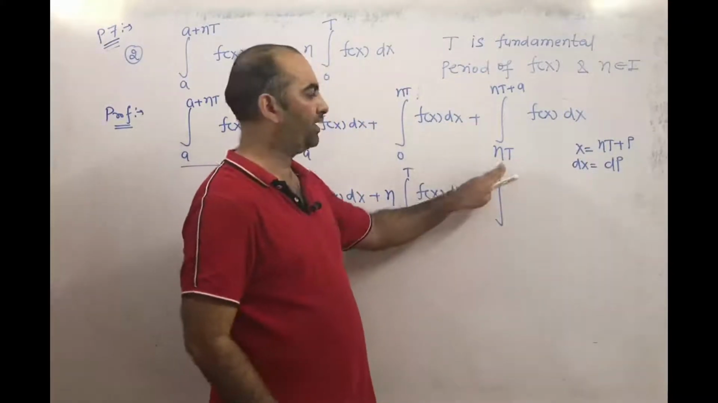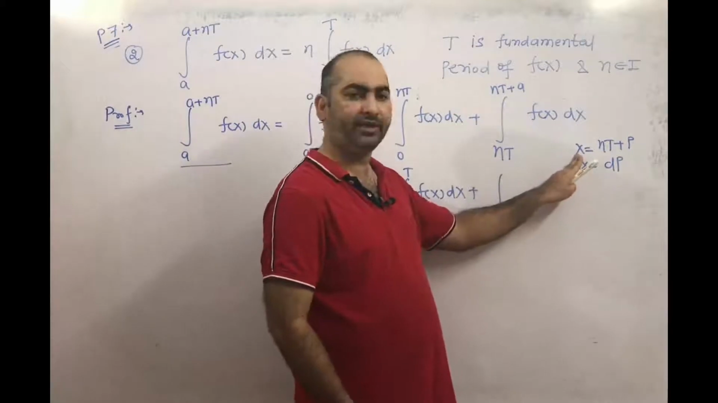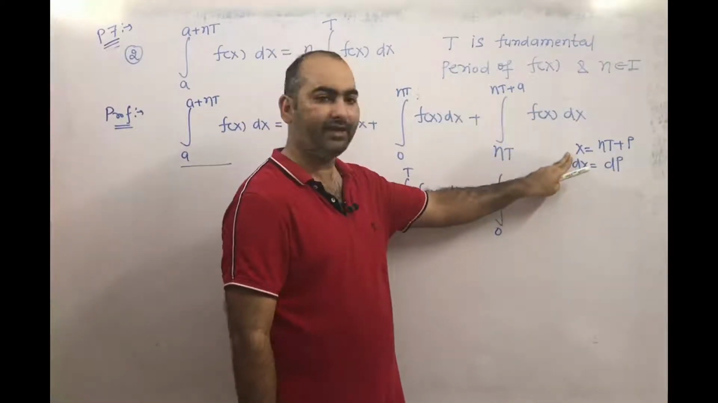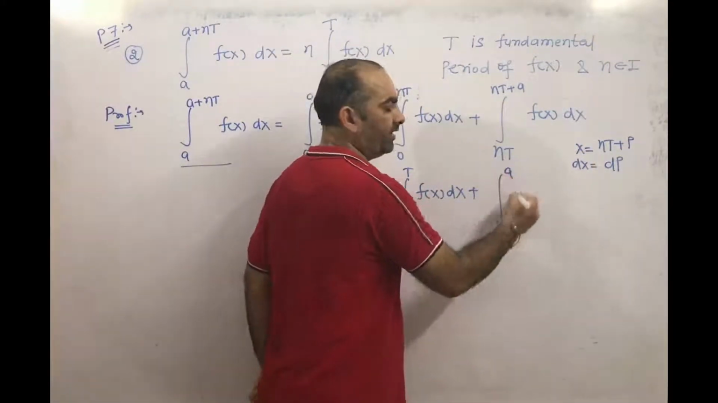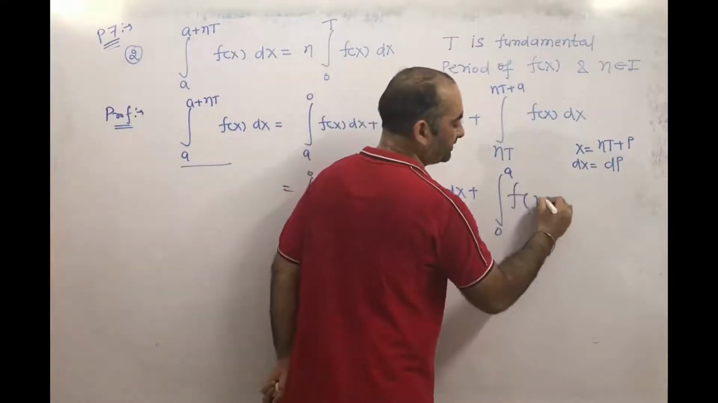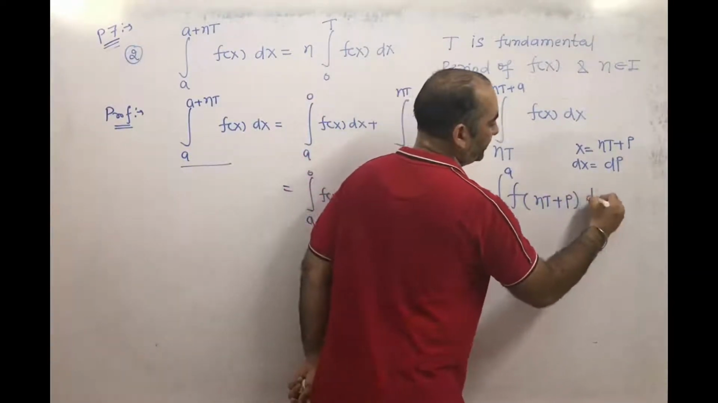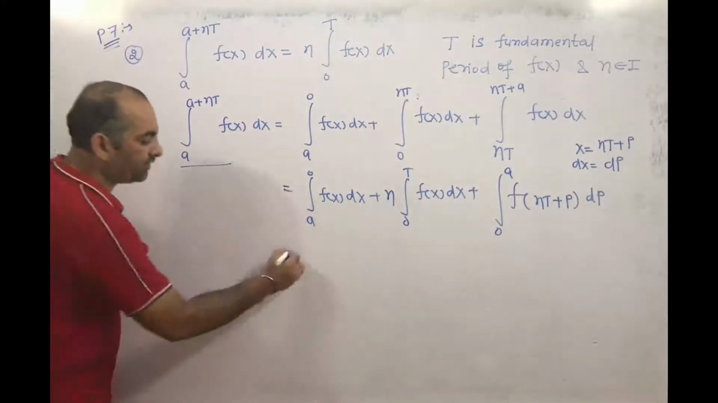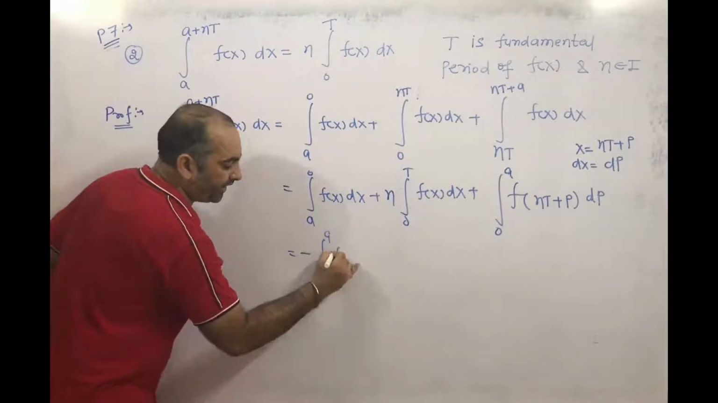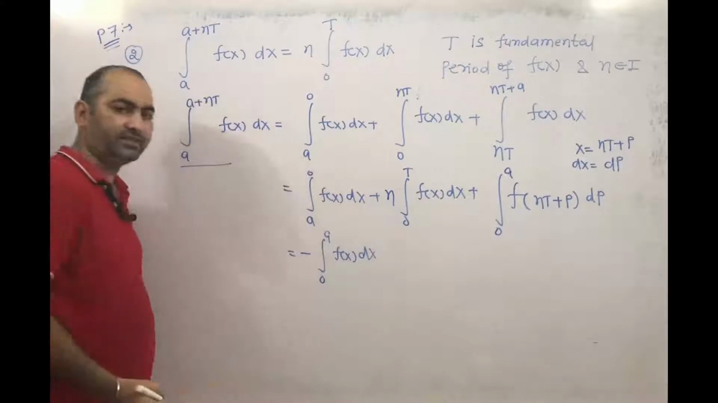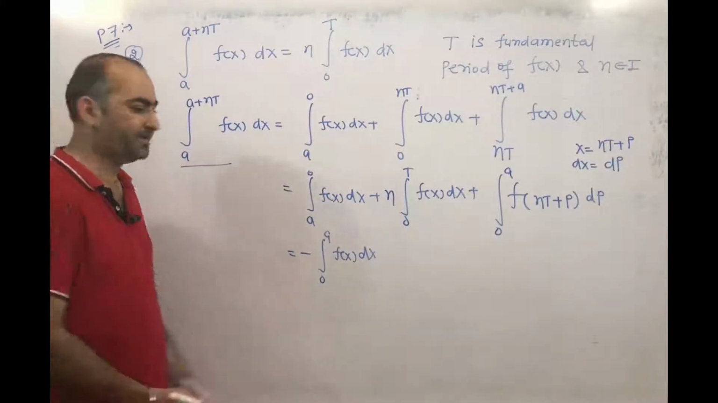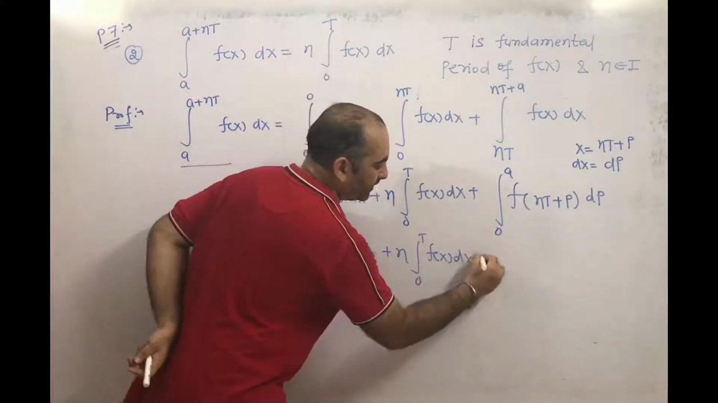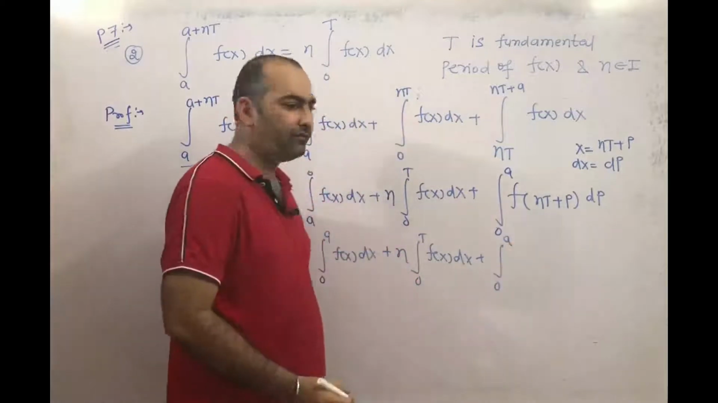For the limits: if I put the lower value nT, the p value will be 0, and if I put the upper value nT plus a, the p value will be a. So the integrand is f of nT plus p into dp. Now if I interchange the limits, a minus sign comes: minus integration from 0 to a of f(x) dx, plus n times integration from 0 to T of f(x) dx, plus integration from 0 to a of f(nT plus p) dp.